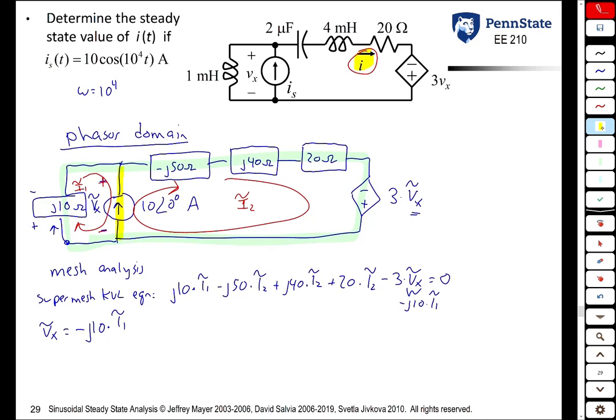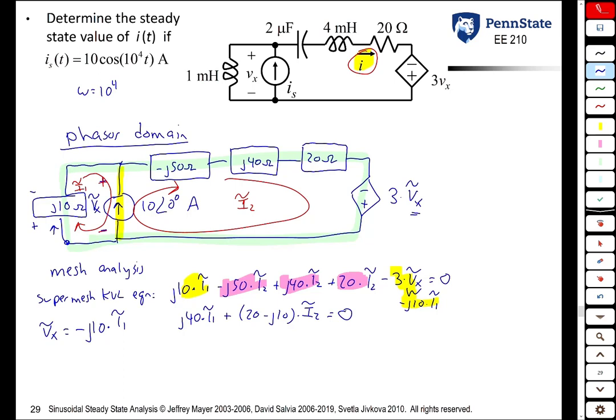To simplify the equation, let's look at all the terms that have the I1 tilde in them. That's this one and this one. And we see that we get (J30 plus J10) all multiplied by I1, so we get J40 times I1 tilde. And then the terms with the I2 are that one and that one, and that becomes (20 minus J10) multiplied by I2 is equal to 0. So that is our super mesh KVL equation.